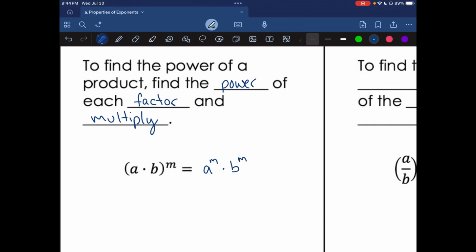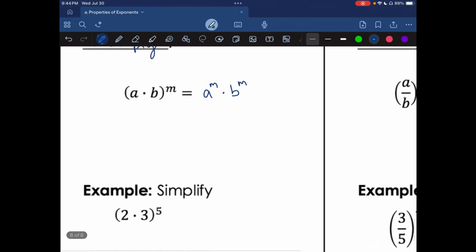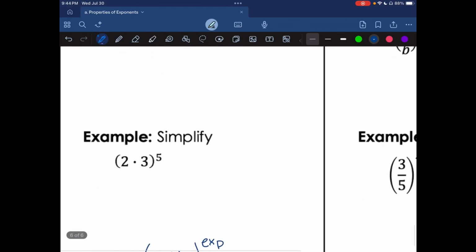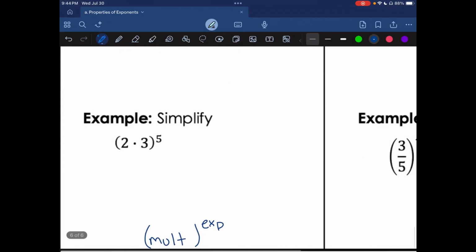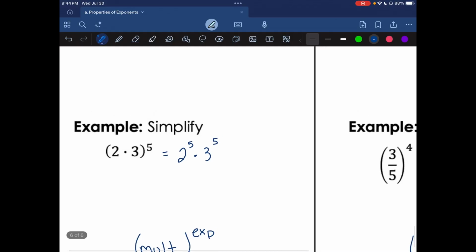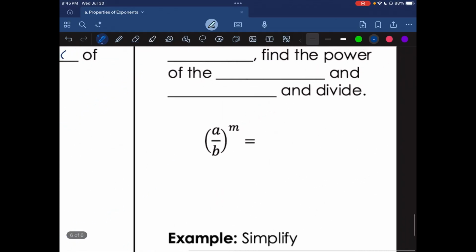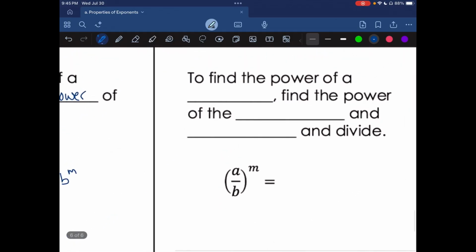All right, so for the quotient side, to find the power of a quotient, which is just a fancy way of saying a division problem, we're going to find the power of the numerator and the denominator, so top and bottom, and then carry out the division. So a over b, to the nth power, is going to be the same as a to the nth divided by b to the nth.